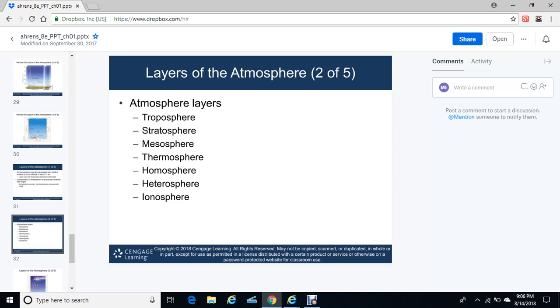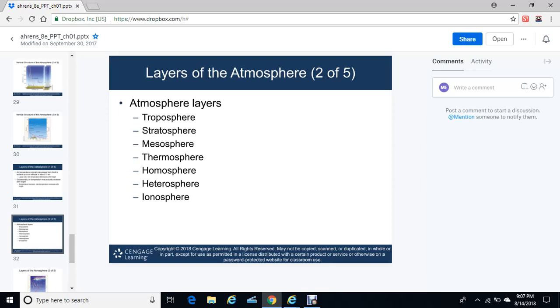Meso, just think of middle, the middle sphere. Thermosphere is the next layer above that, and thermo, think of heat. So the hottest layer of the atmosphere is the thermosphere. And then we have something known as homosphere, heterosphere, and ionosphere. Homo generally means same, hetero means different. So if I talk about homosphere, I'm talking about a uniform mixture of gases. A heterosphere, that's where we have a wide range of a mixture of different gases.